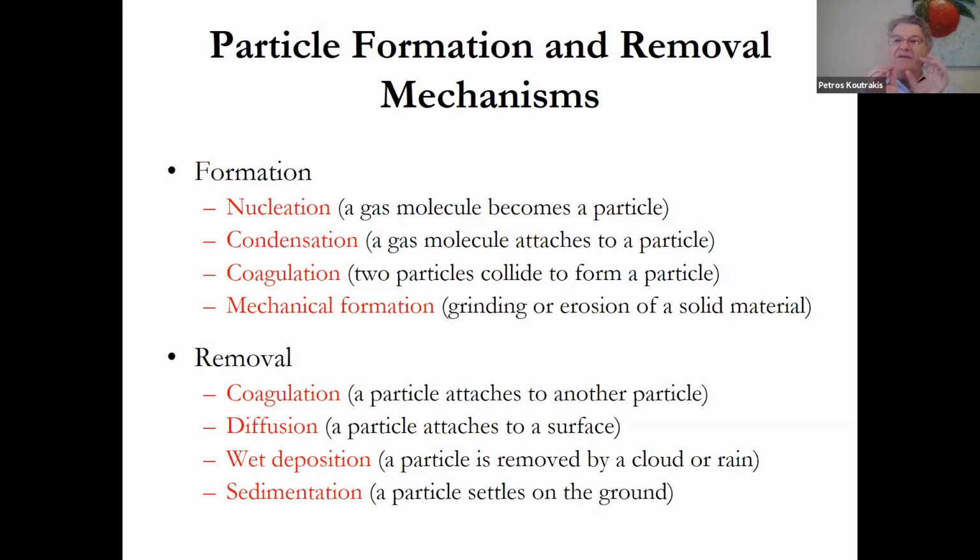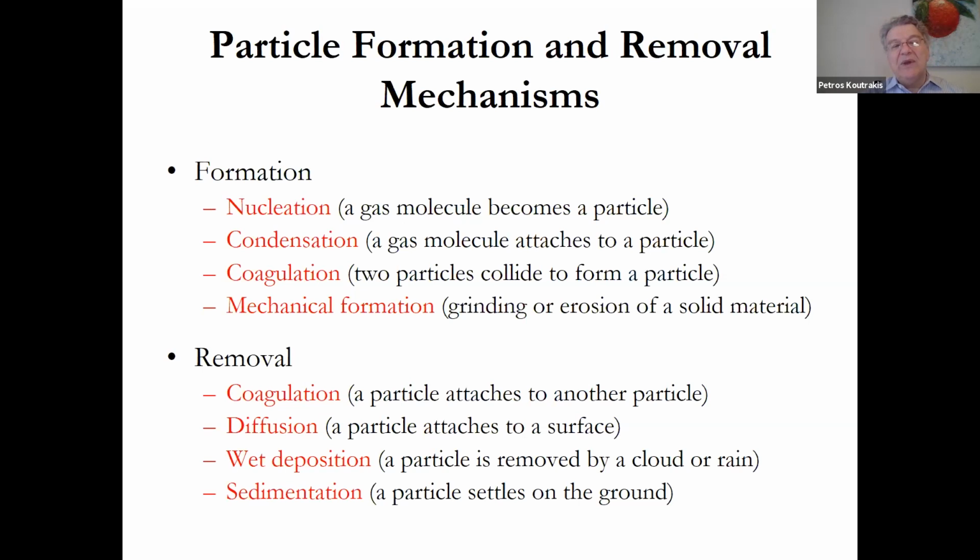So they make the fine particles ultrafine so that they can dissolve and get through the epithelium and into the bloodstream. And mechanical formation is erosion, grinding material, and usually mechanical formation produces coarse particles, whereas nucleation and condensation produce mostly fine particles. Removal: coagulation, if two particles A and B get together to make AB, it's a removal for A and B and a formation for AB.